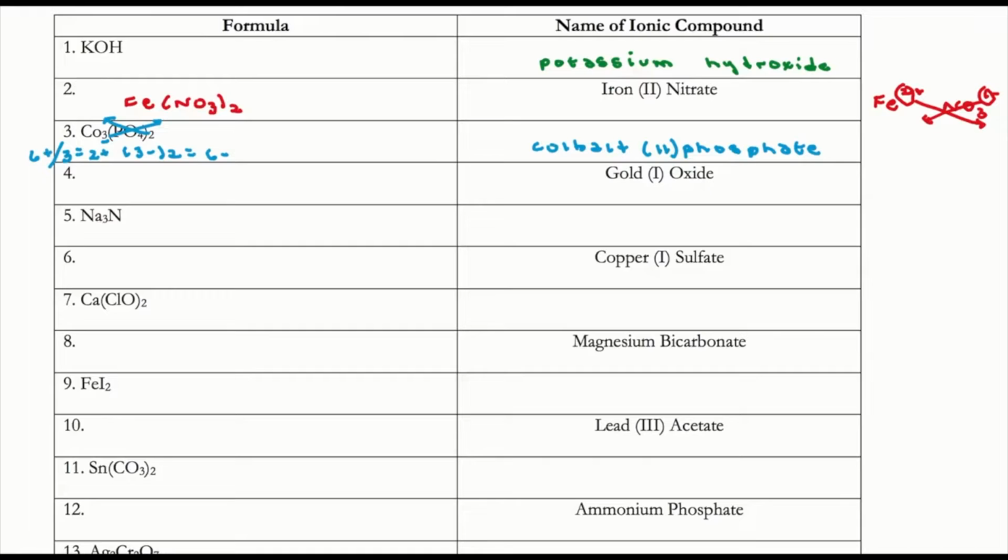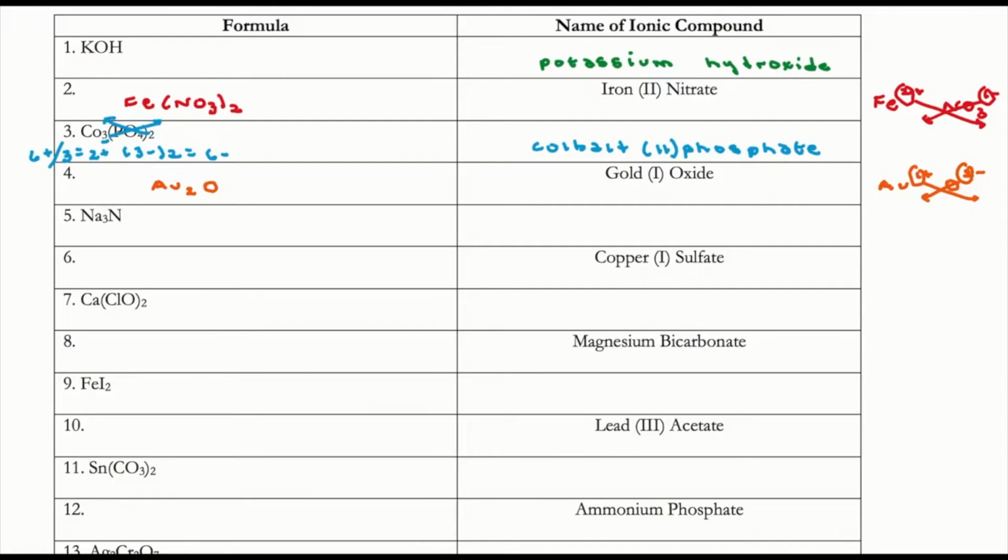Okay. Gold 1 oxide. So I'm telling you the charge of gold is 1. And I'm also telling you that the charge of oxygen is 2-. So when I cross my charges, I get Au2O. And that's my formula.